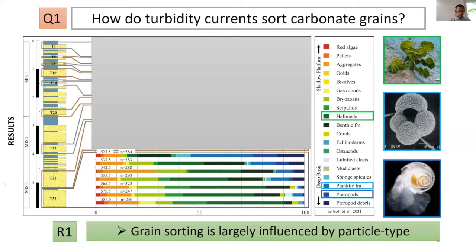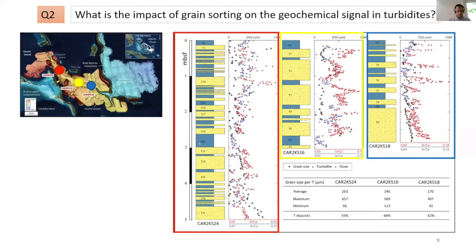Second question now. While scanning the sediment core, we looked at the response in terms of strontium calcium ratio. What you have here is the example of these 3 cores sampled in Exuma Valley from the proximal site with KS24 to the more distal site. Here you have the strontium values in turbidites represented with the red dots, and the blue dots represent the strontium calcium ratio for the pelagic intervals.